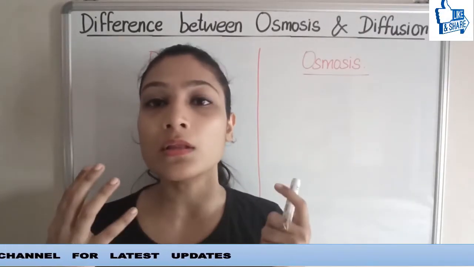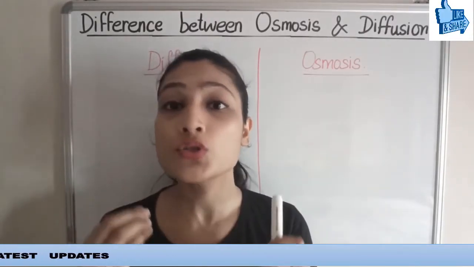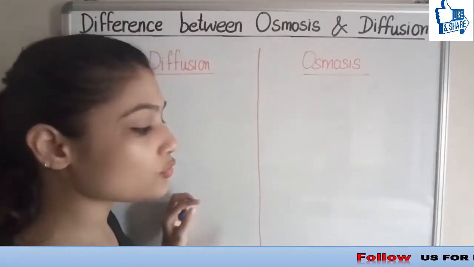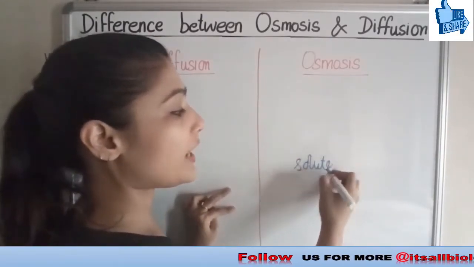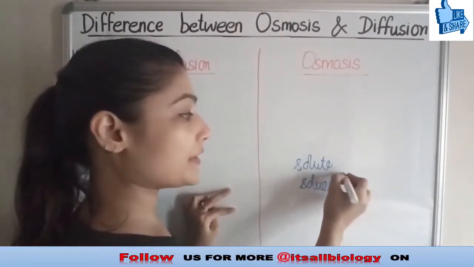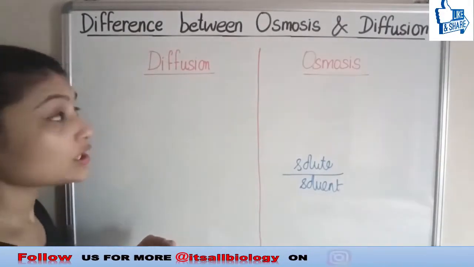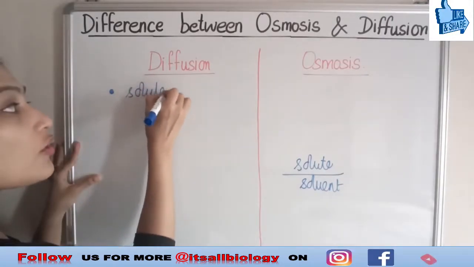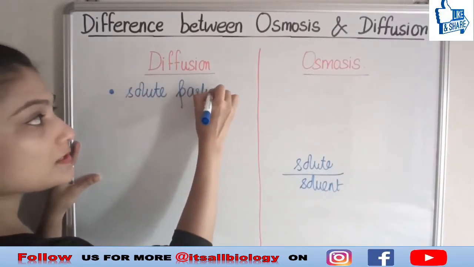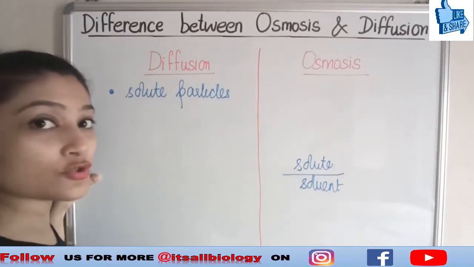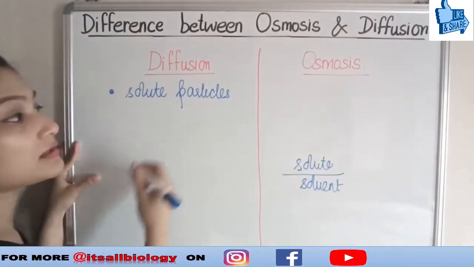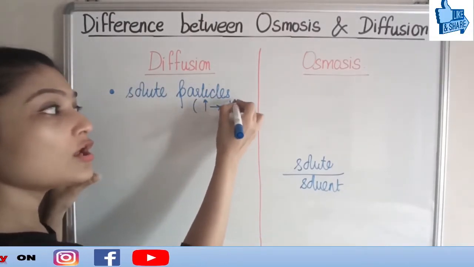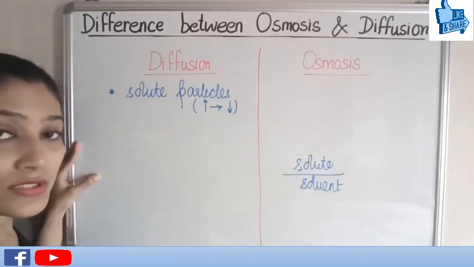In diffusion, there is the movement of solute particles. When I explained both the processes, I gave you two terms: one was solute and the other was solvent. I used one for each. For defining diffusion, I was talking about the movement of solute particles from its region of higher concentration to its region of lower concentration. This was the definition.